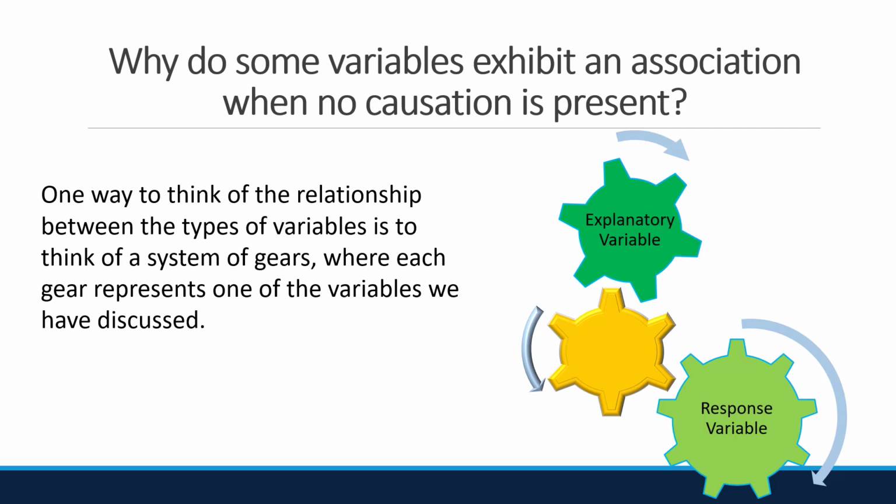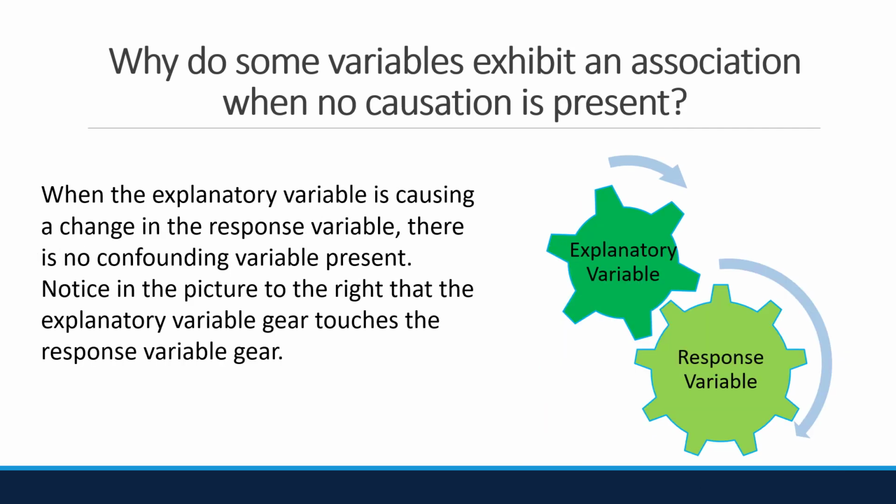This is just one possible scenario. We could have more complex scenarios where both the explanatory and confounding variable touch the response variable gear. In either case, the explanatory gear is not solely responsible for the response gear turning. When the explanatory variable is causing a change in the response variable, there is no confounding variable present. Notice in the pictures here that the explanatory gear touches the response variable gear.